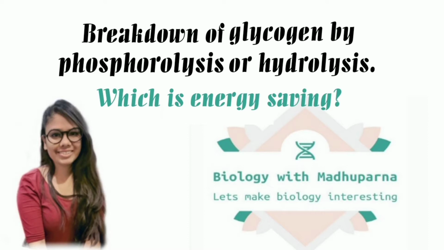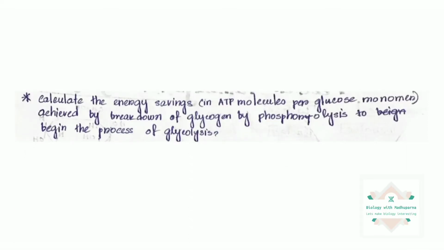Today's topic is breakdown of glycogen by phosphorylase or hydrolysis, which is energy saving. So today we are going to discuss a very small topic. So let's start. The question here is which is energy saving. We know that energy always leads to ATP formation. So basically we will look at the number of ATP formed in each of these methods, and we will compare these two methods and see which is producing more energy, like more ATP.